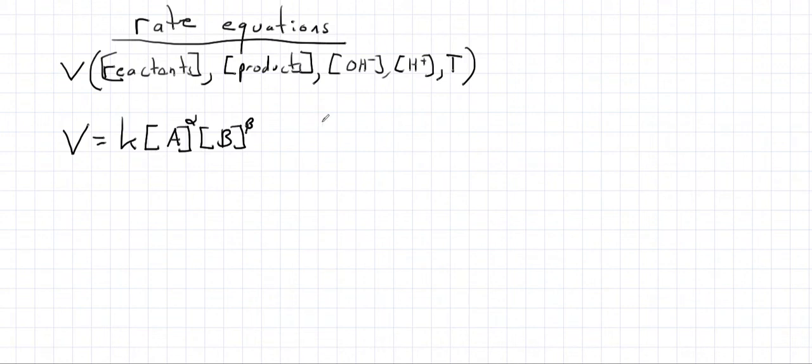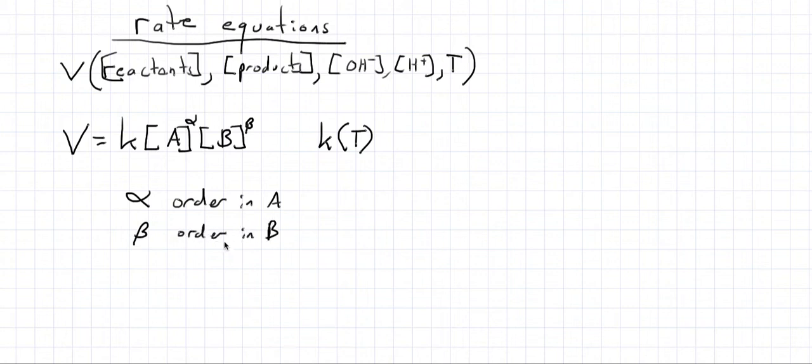And we should be a little bit careful here. This constant is not really constant. It's going to be a function of temperature. Not all reactions have this simple expression. Many don't. But it's pretty common that they do. So we often find reactions that are this simple. And if they are this simple, we can say this reaction has alpha order in A and beta order in B, and the overall order is just the sum of those. So the overall order would be alpha plus beta.